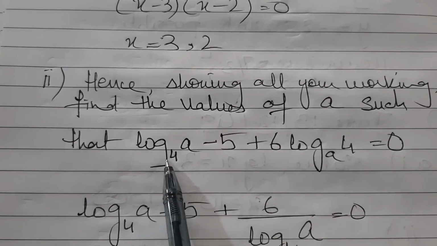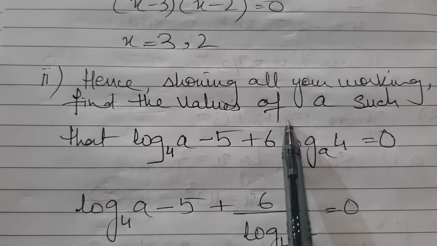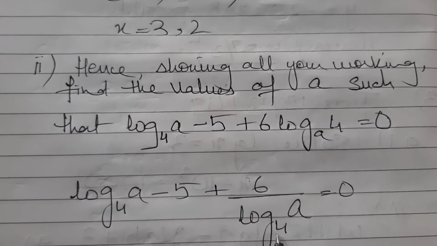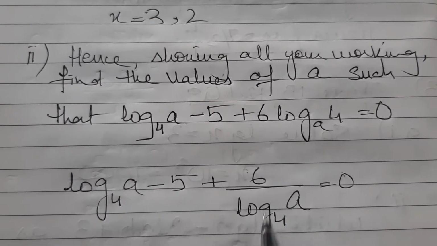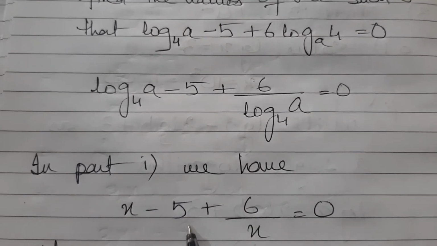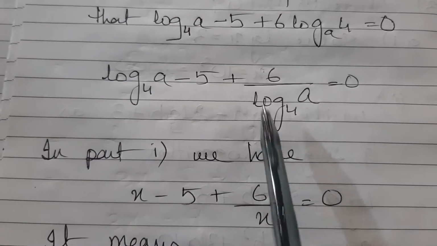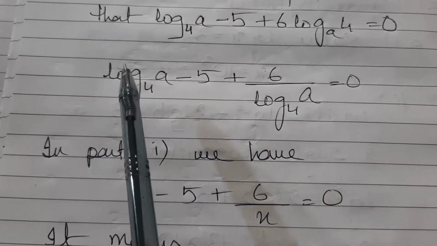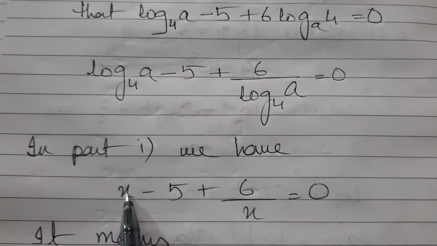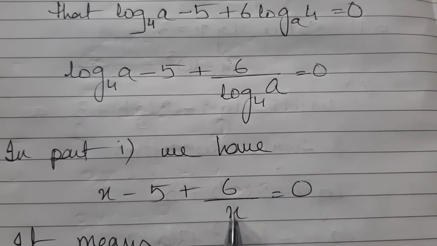Here it is base 4, here it is base a. If I take this term in the denominator and keep the 6 up here in the numerator, this will become log a base 4, right? Now if you compare this form with this form of part A, is it same? Minus 5 plus 6 plus 6. These two terms are same, and in part 1 what was written here? X. So this is exactly what was given in part A, but instead of x you have this.